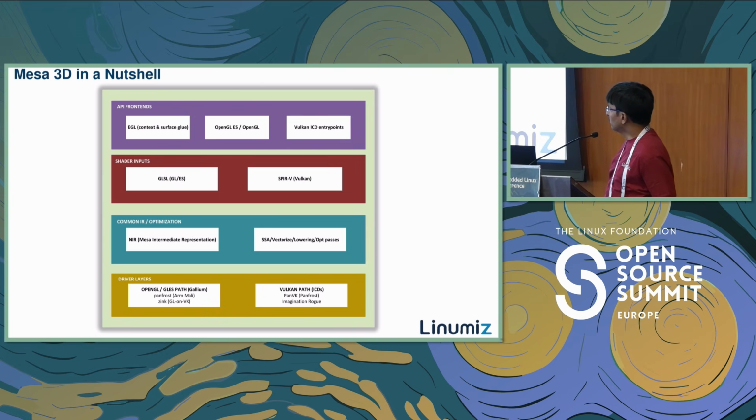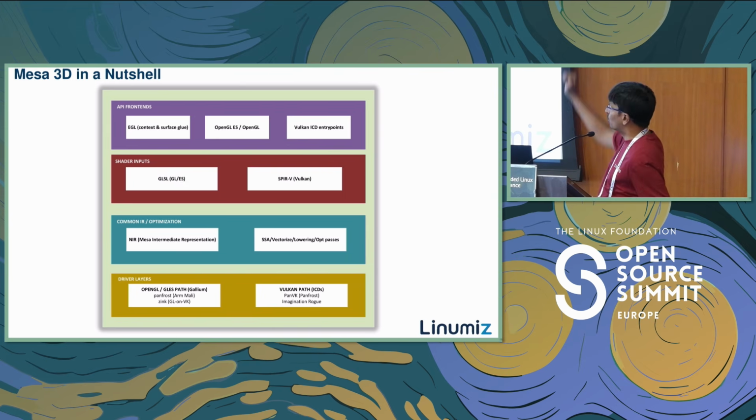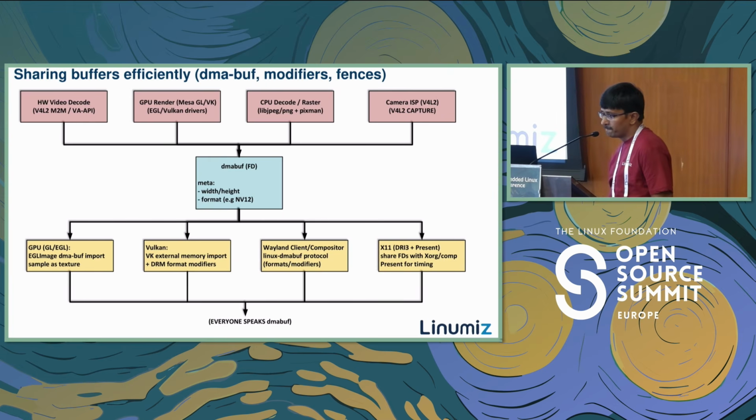So on the Gallium front and the Vulkan front, these days implementation is leaning towards Vulkan. But there is one additional layer called Zink in Mesa 3D, where the application can still invoke the OpenGL and GLES APIs, but still consume the Vulkan backend drivers or the ICDs. So Zink is the one which translates from OpenGL and GLES into Vulkan.